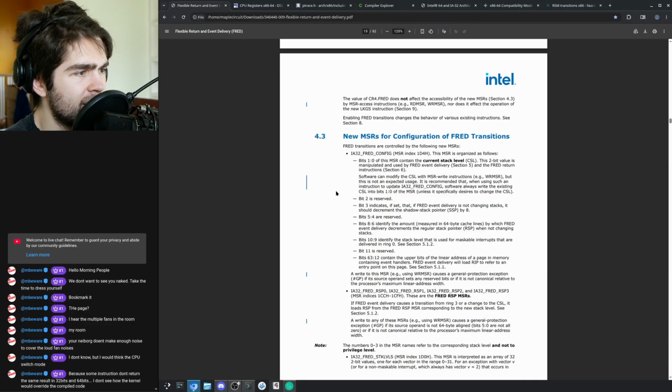Bit 3 indicates, if set, that if THREAD event delivery is not changing stacks, it should decrement the shadow stack pointer by 8.